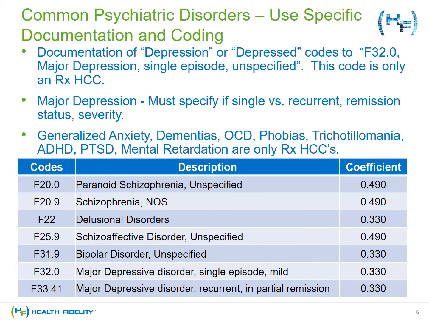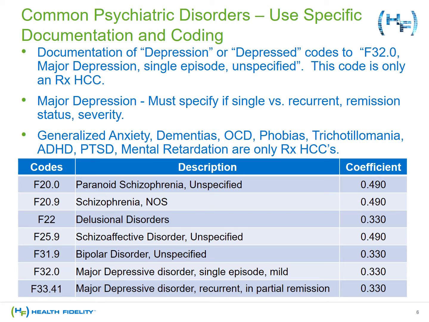Let's finish with some common psychiatric disorders, which once again illustrate the need for specific documentation and coding. Providers will frequently document that their patient is depressed or the patient has depression. This will code to F32.0, major depression, single episode, unspecified. This code is only an RxHCC and will not contribute to the risk score. For major depression, you must document major depression and specify if the patient has single versus recurrent, the remission status, and the severity. Other conditions such as generalized anxiety, dementia, OCD, phobia, trichotillomania, ADHD, PTSD, and mental retardation are only RxHCCs.